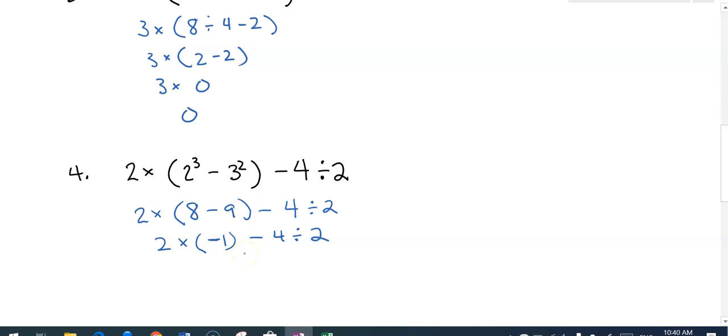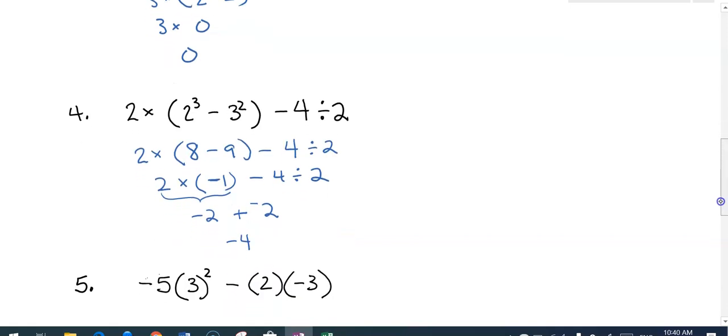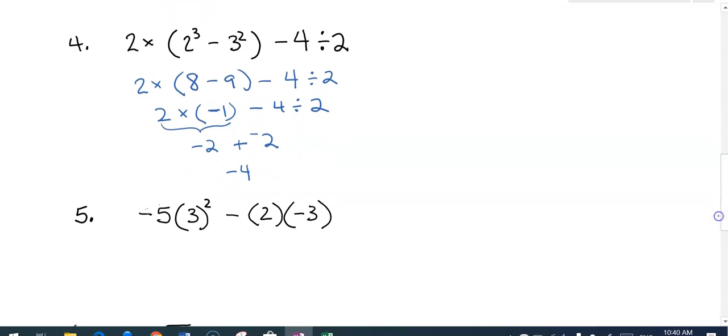So now I'm going to do the 2 times negative 1 is negative 2. Bring down my subtraction sign. 4 divided by 2 is 2. And now I have negative 2 subtract 2, or in other words, negative 2 plus negative 2, which is negative 4. Okay, so you can get negatives as well. Okay, try that one.